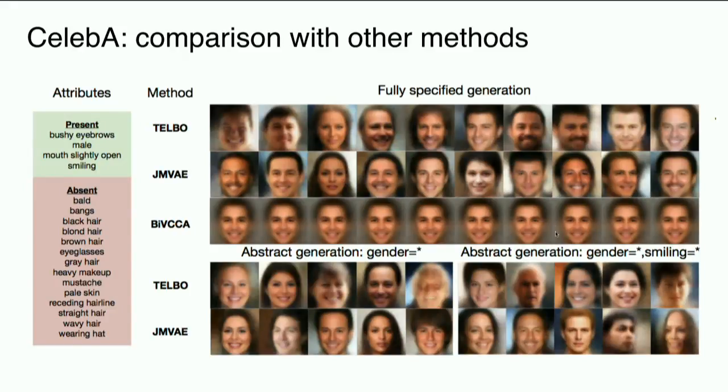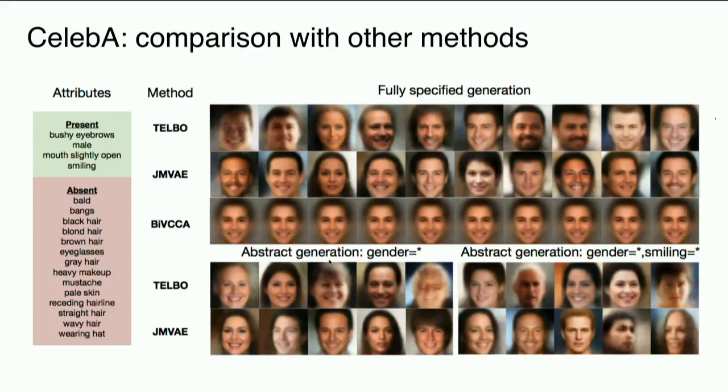And here's a comparison with some other methods. This is the joint multimodal VAE, and this is the bi-variational canonical correlation analysis. I forget the authors of these papers. But visually, you can see that bi-VCCA just doesn't work at all. There's no variation at all. It's like mode collapse for VAEs due to the way it's trained. And the JMVAE actually does pretty well. It's similar to us. We're generally better, but they do quite well as well.